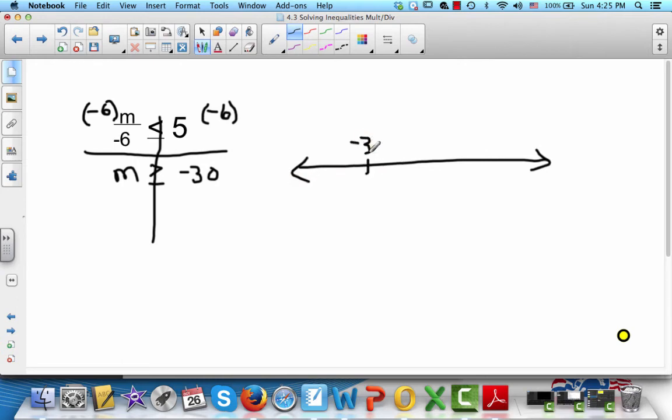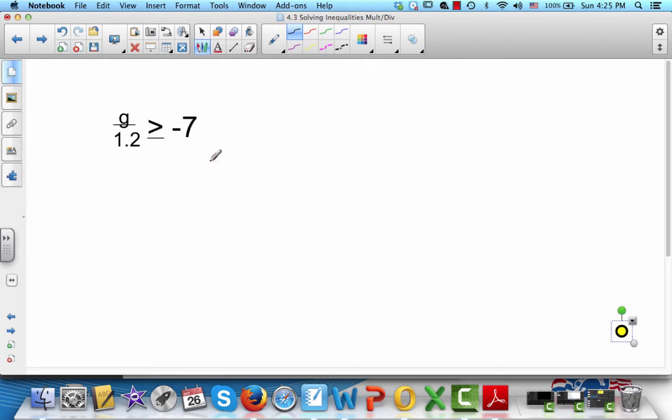And then we put negative 30 here. It is included in the answer because it has or equal to. So we draw a solid circle there. And then it says greater than, so that means we go to the right. Alright, your turn again. Pause the video, come back, and we'll see how you did.